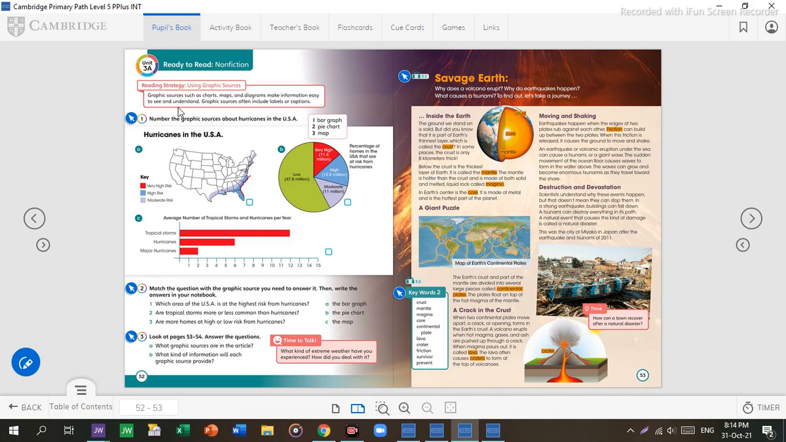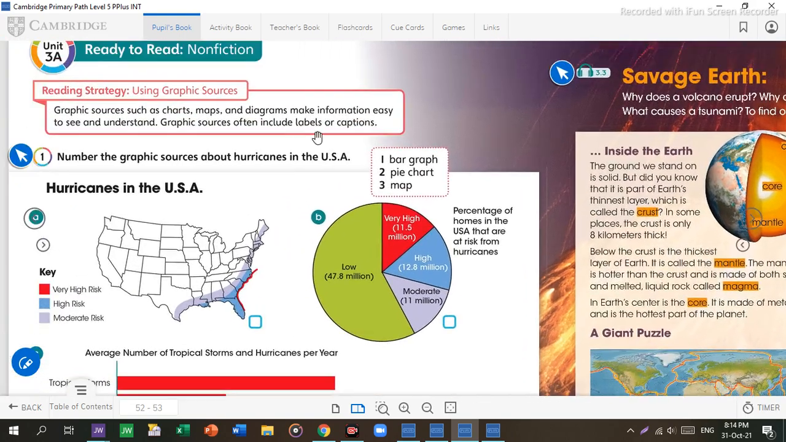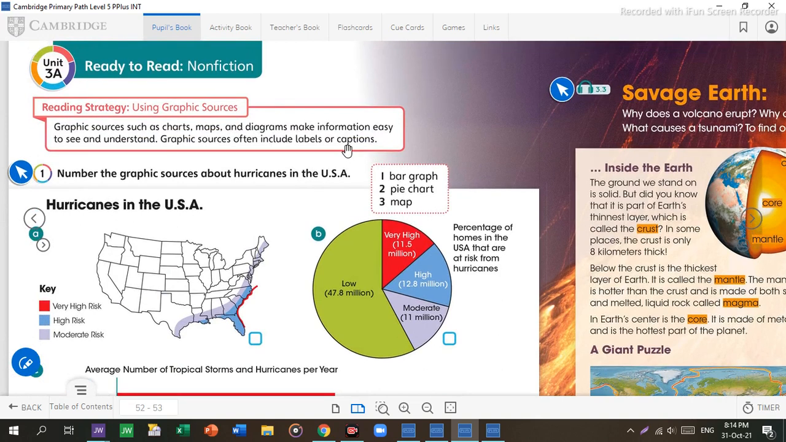Okay, let's move on to the reading strategy. We studied graphic sources. Those are charts, maps, and diagrams. They make information easier to see and understand. The reason why we need to use these graphic sources is because most of the time we rarely read the text. We just see the pictures. That's how our brain works. We prefer pictures and movies rather than texts and reading. And that is the best way to study too.